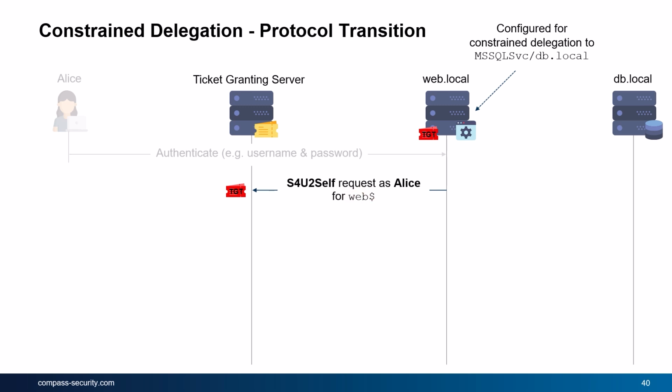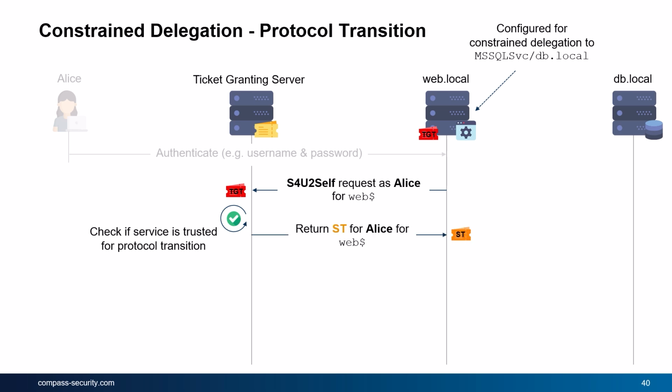Once the TGS receives the S4U2Self request, it will verify whether the requesting account, so web.local$ in our case, is actually allowed to perform the protocol transition. So it will just look up the configuration, and if that lines up, it will return the requested service ticket. This service ticket that results from S4U2Self is intended for web.local, and it represents Alice as a user.